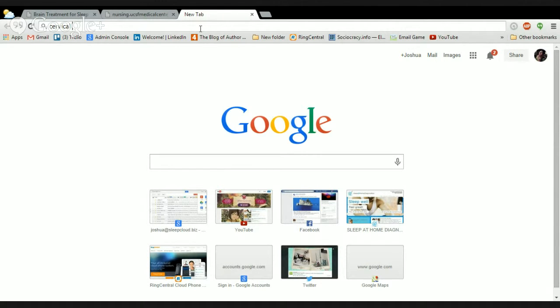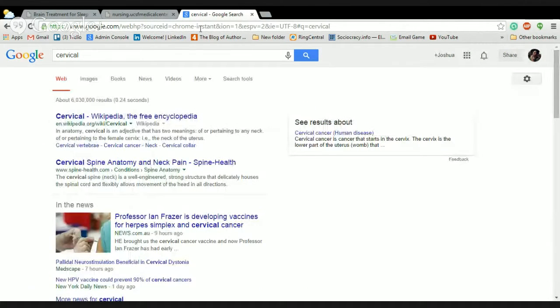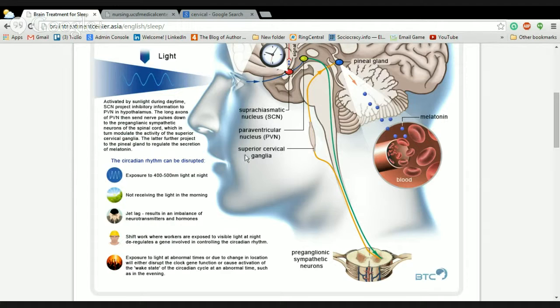So cervical. Totally going to be wrong on this. It's going to be hilarious. Anatomy is an adjective that has two meanings: pertaining to the neck or the female cervix. I was hoping. Okay, well, cool. So I'm talking about the neck one, if you didn't notice.